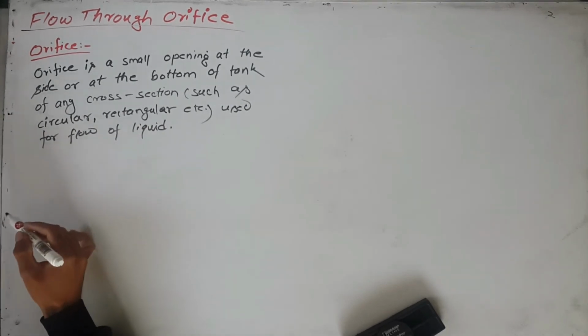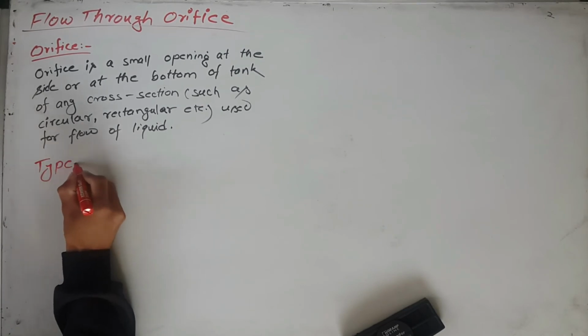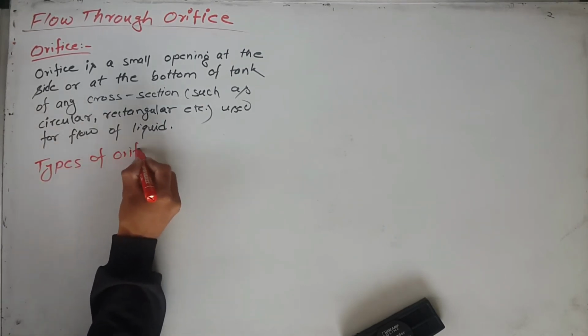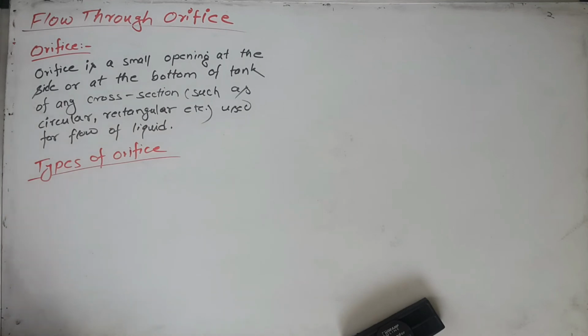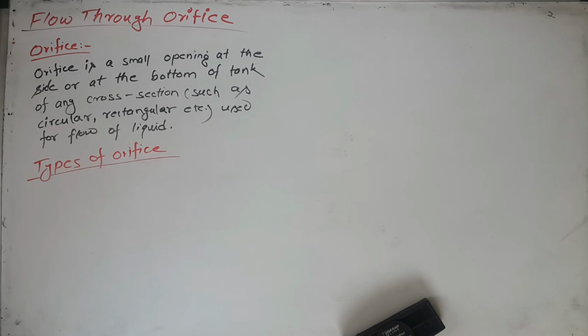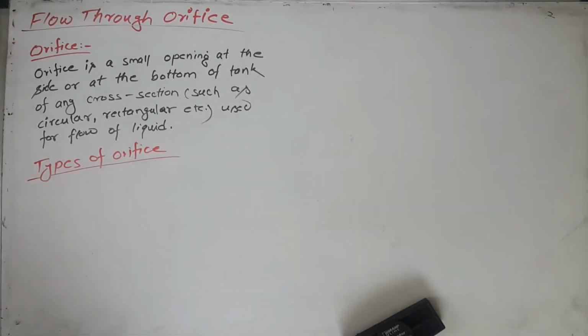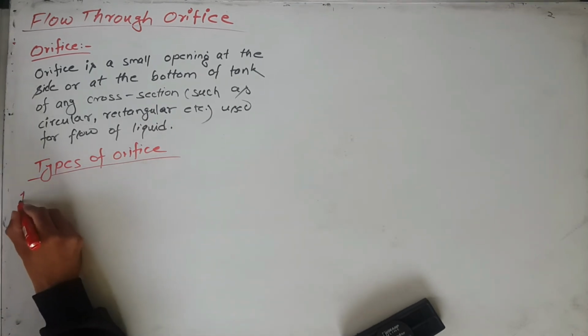Here we go through the types of orifice. What are the types of orifice? Let's discuss now. There are different types of orifice on different bases: on the basis of shape, on the basis of head of orifice, and on the basis of discharging nature. First of all, on the basis of size.